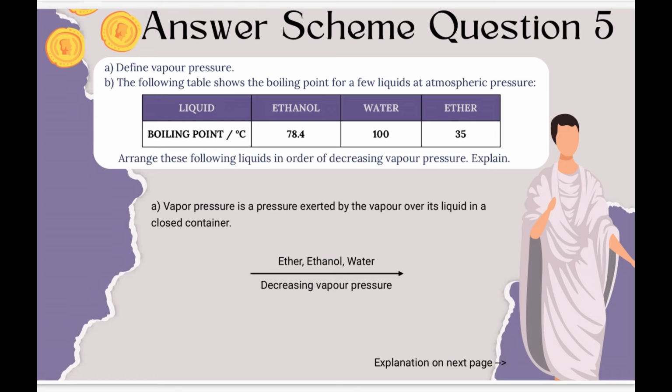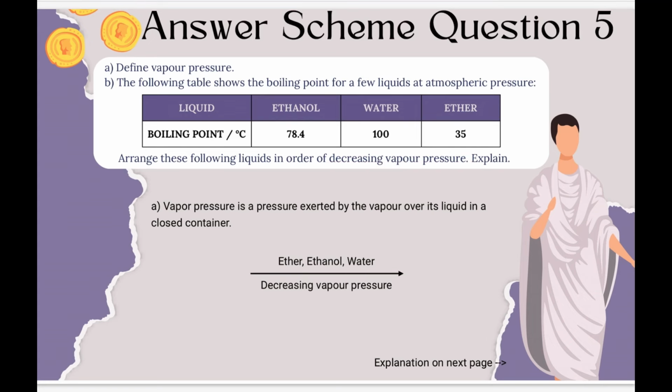This is about vapor pressure, kaitan dia dengan boiling points and whatnot. Okay, so dia tanya apa itu vapor pressure. So basically vapor pressure adalah pressure yang exerted by vapor over its liquid in a closed container. So dalam closed container lah. You can watch the video of liquid untuk penjelasan lebih lanjut. Okay, now dia bagi 3 liquid, iaitu ethanol, water and ether with the different boiling points here. They suruh arrange the liquids in order of decreasing vapor pressure.